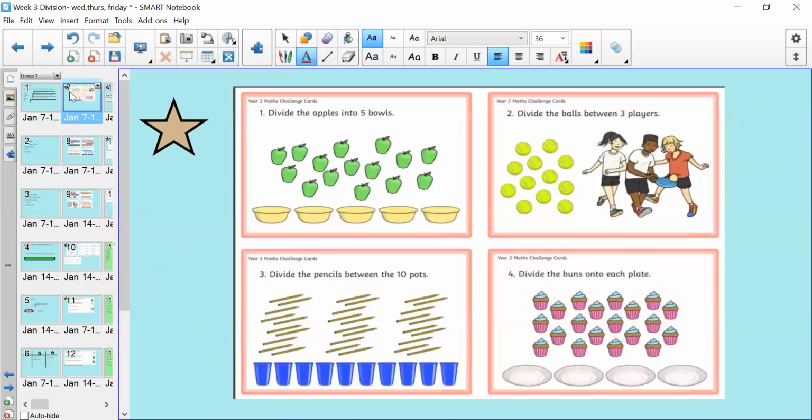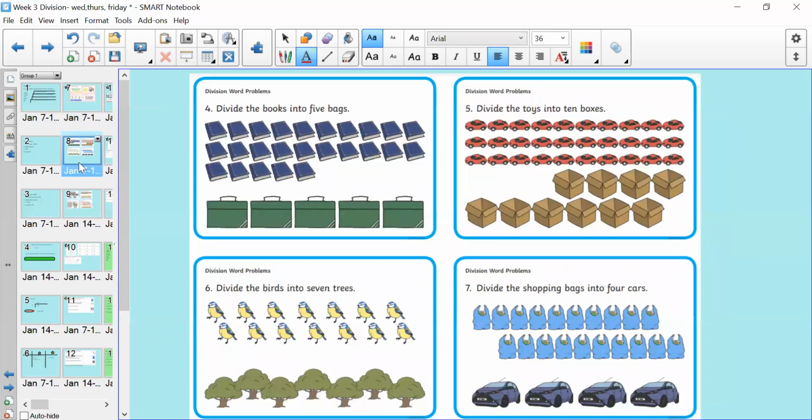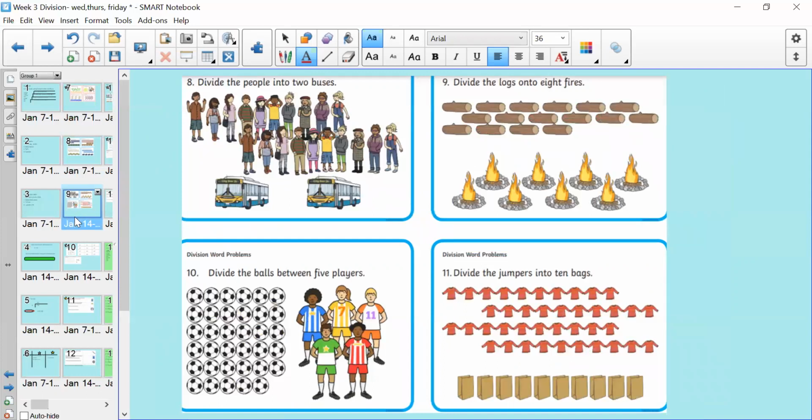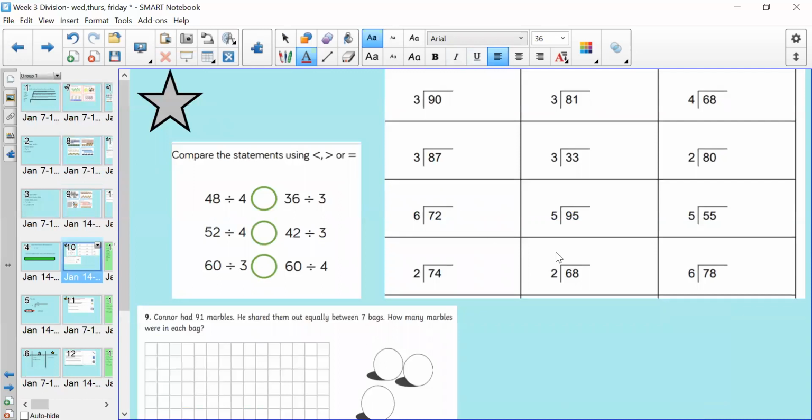Okay, so the bronze, these are your challenge cards, so you'll have to pause the video and work them out. I would recommend writing the division sum and then the answer for each of those. Okay, and then the silver. So you've got these examples of bus stop. Some of them will need regrouping, some of them won't.